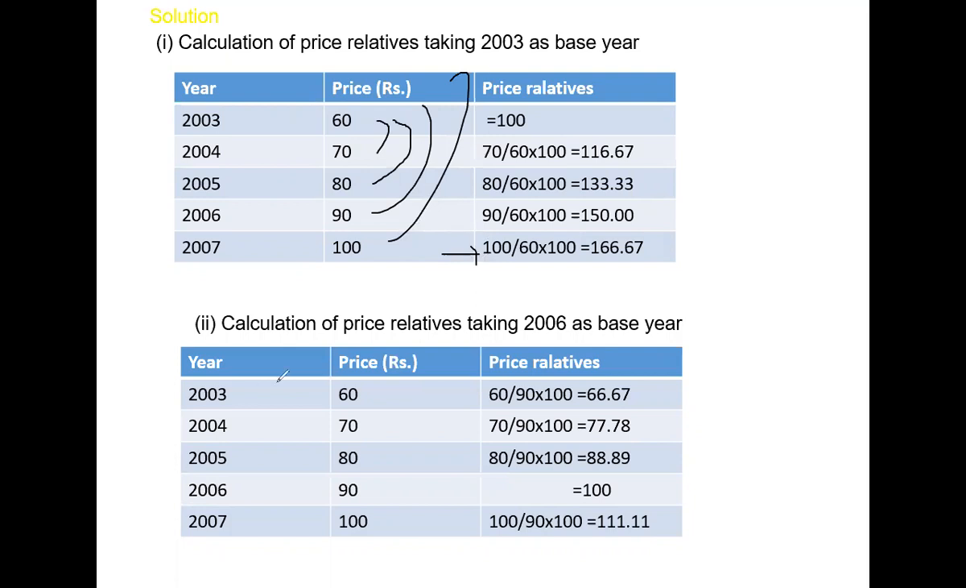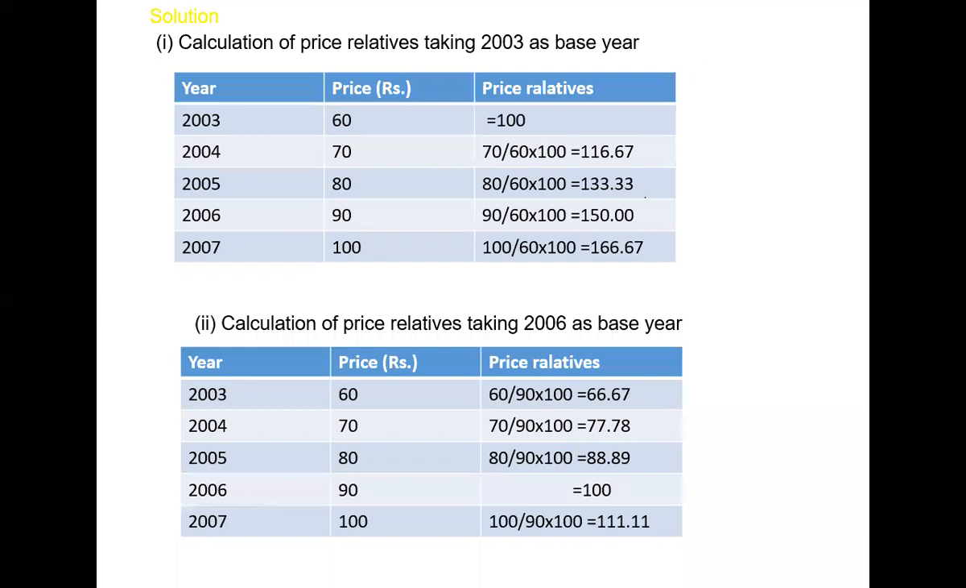Good. Then we come to the price relative using 2006. So this time, this is the base year, right? So you're going to have 2003 compared to the base year, which is 2006, 70 divided by 90, 80 divided by 90. So 90 divided by itself will be 100. And then 100 divided by 90 times 100 will give us 111. So that is how we compute the price relative using 2006, okay, as the base year.